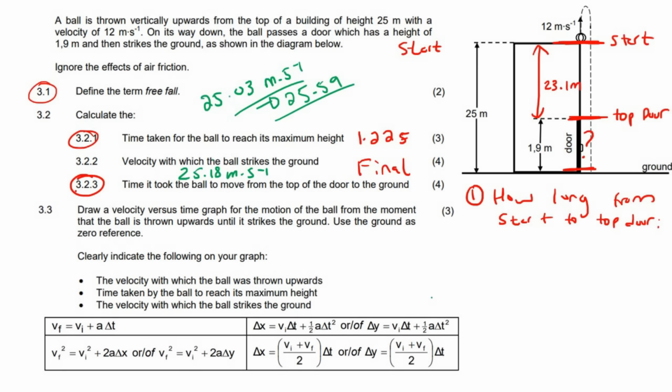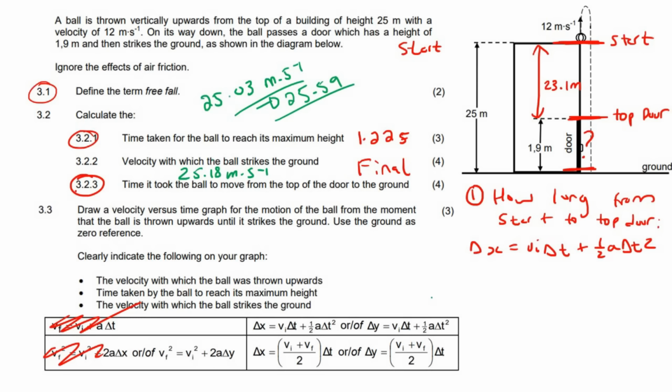So I can then work out the time, and the formula that I'll use: I've got the initial velocity, but I don't have the final velocity, so I'm not going to use anything with final velocity. I'm going to use this one. Delta x equals v initial delta t plus a half a delta t squared.